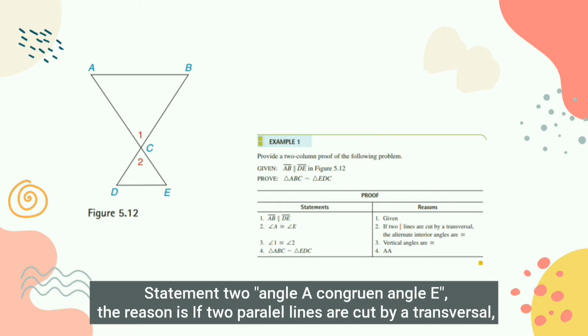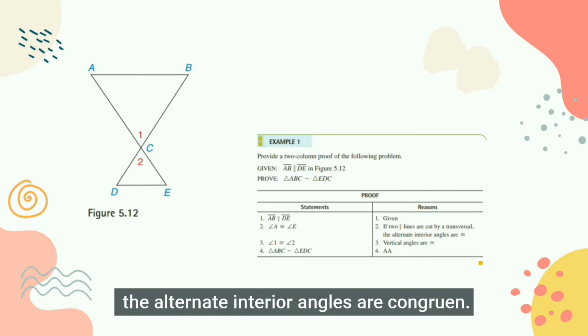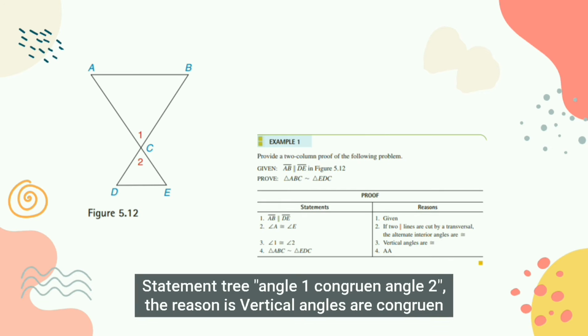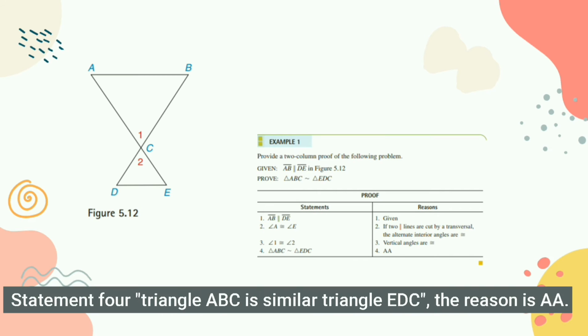The reason is if two parallel lines are cut by a transversal, the alternate interior angles are congruent. Statement 3. Angle 1 is congruent to angle 2. The reason is vertical angles are congruent. The last, statement 4. Triangle ABC is similar to triangle EDC. The reason is AA.